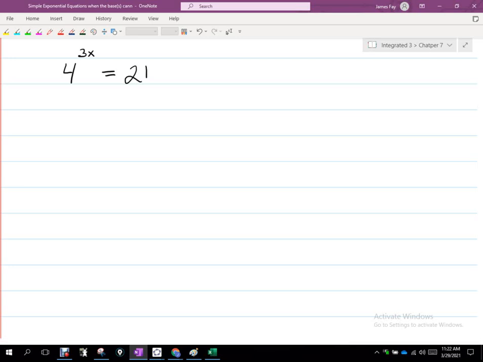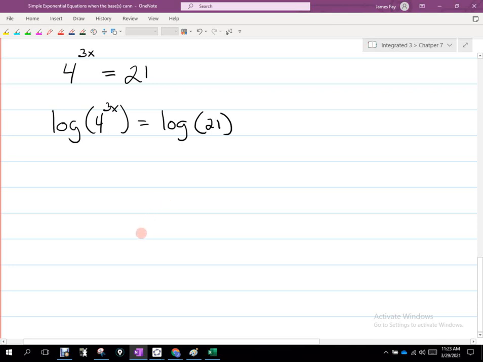Okay, still a simple log or exponential equation because I don't have to do anything to isolate the 4 to the 3x, right? That's all by itself on the left-hand side. So, can't change 4 and 21 to the same base. So we have to revert to this process of using logarithms. So I'm going to take the log of the left side, so it'll be log 4 to the 3x equals log 21, right? Okay. What are you going to do next?